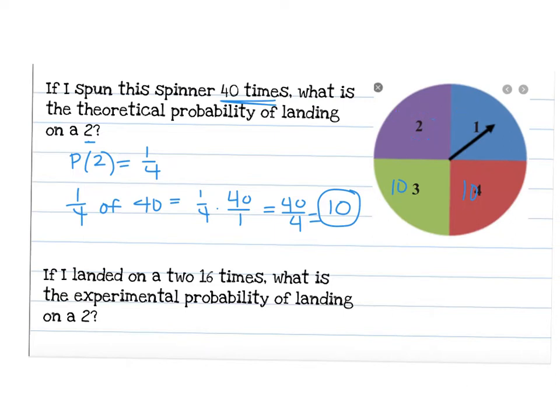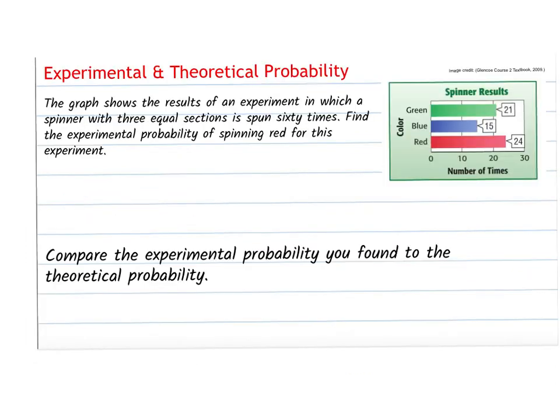If I landed on a 2 16 times, what is the experimental probability of landing on a 2? So the probability of a 2 experimentally would be 16 out of 40, since we rolled it 40 times. Then we can simplify it by dividing everything by 8. 16 divided by 8 is 2, and 40 divided by 8 is 5. So 2/5 of the time it landed on a 2.